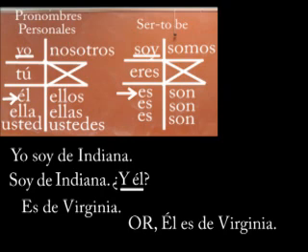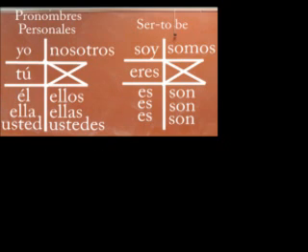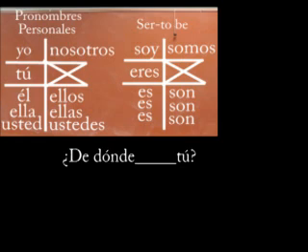Now you try. First decide the subject, then choose a form of ser. Which verb form for this? If you said, ¿de dónde eres tú?, you were correct. What about this?